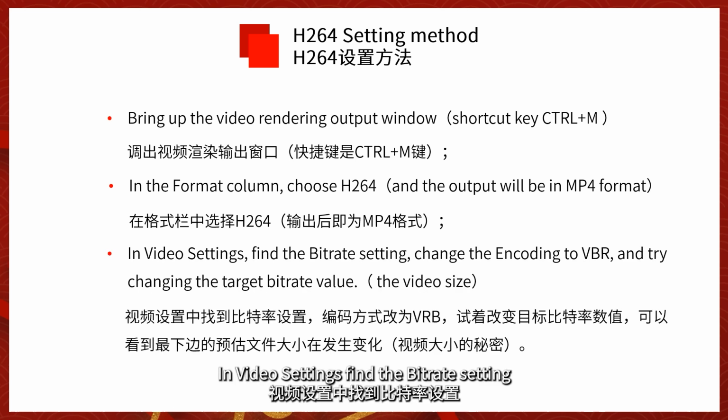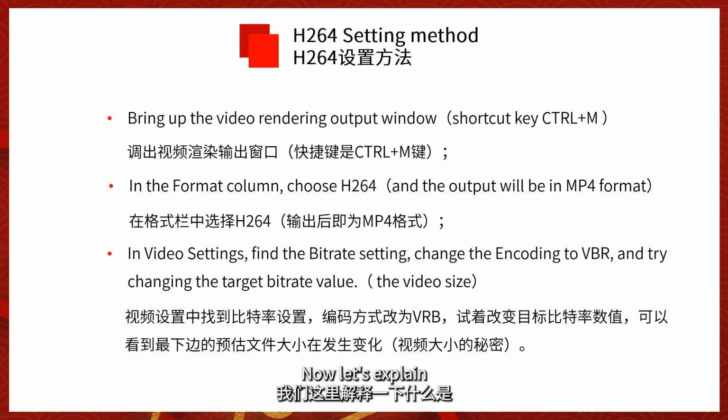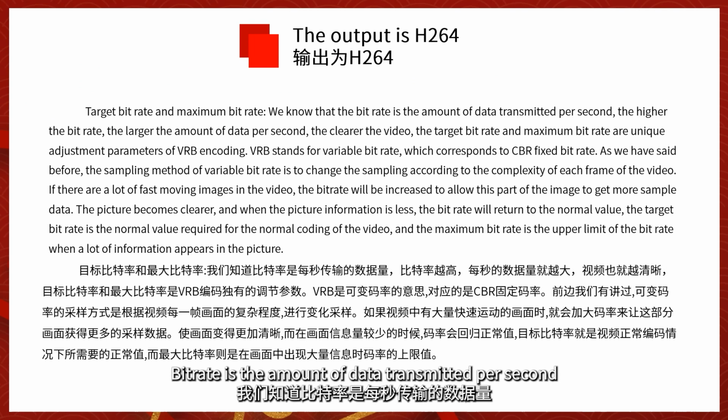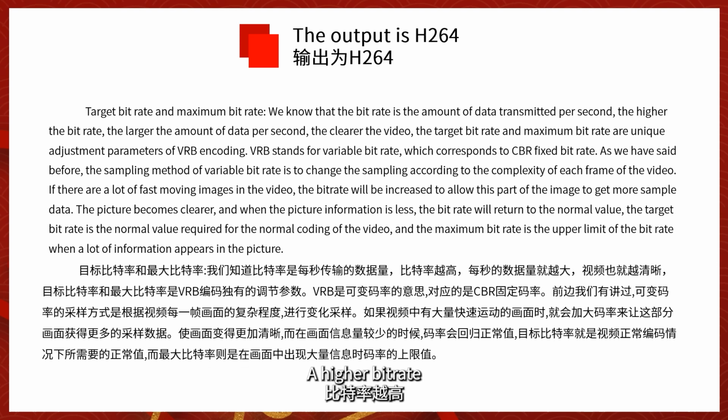In video settings, find the bitrate setting, change the encoding to VBR, and try changing the target bitrate value. You can see the estimated file size at the bottom changing. This is the secret to the video size. Now, let's explain what target bitrate and maximum bitrate are. Bitrate is the amount of data transmitted per second. A higher bitrate means more data per second and a clearer video.